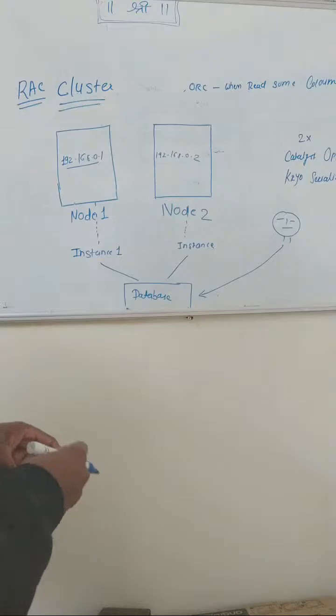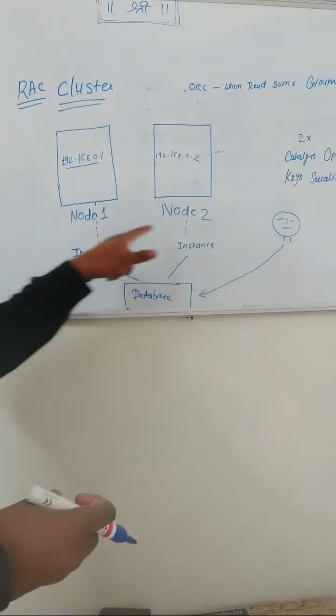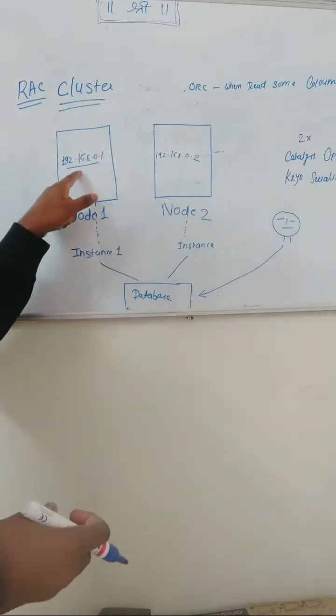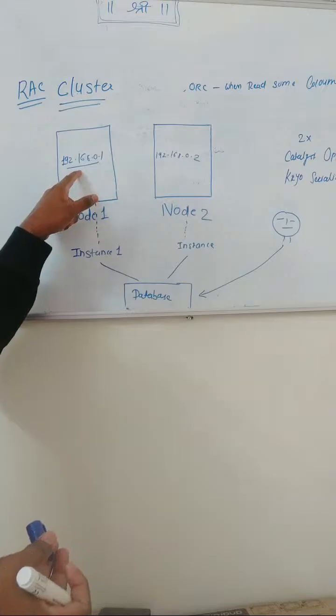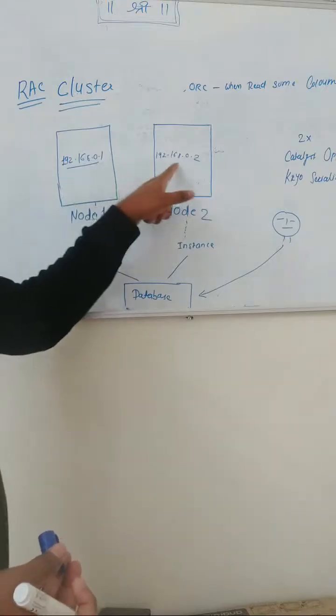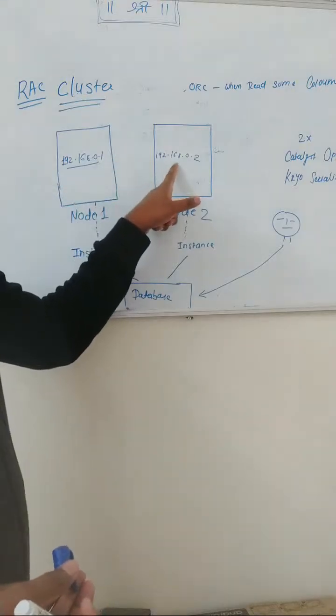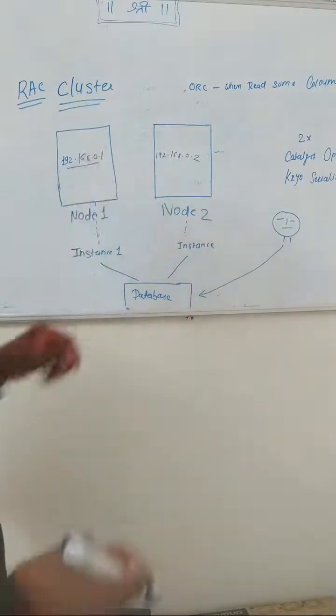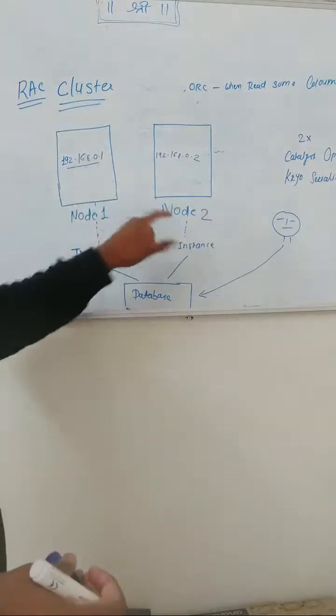Okay, let me try to repeat it. This is node 1. This is node 2. Node 1 has the IP address 192.168.0.1. Node 2 has the IP address 192.168.0.2. This is node 1 and this is node 2.